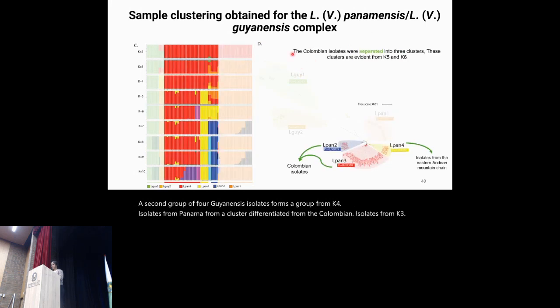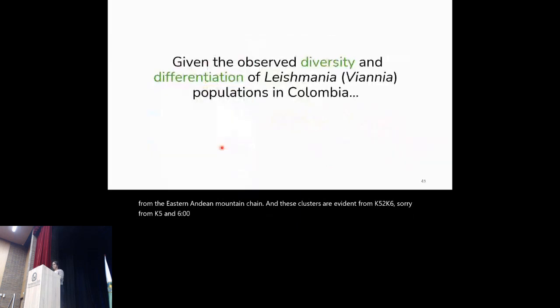And here we have that the Colombian isolates were separated in 3 clusters. Are these ones? LATAM 2, 3, and 4. These ones are the Colombian isolates, and these ones are the isolates from the Eastern Andean mountain chain. And these clusters are evident from K5 and 6 onward.